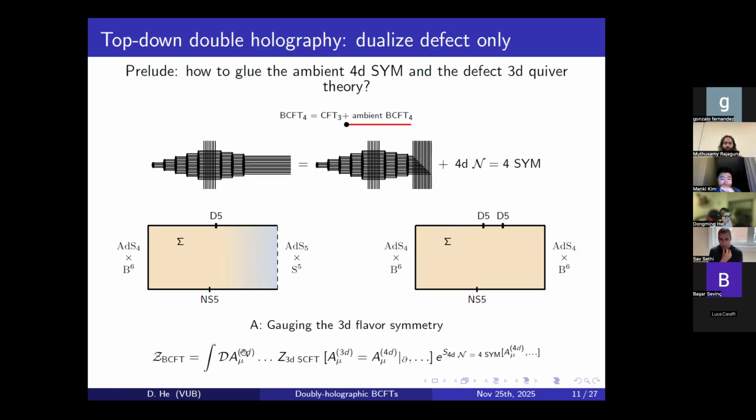And the gauging can be thought of as this partition function. So we start with the 3-dimensional SCFT with some flavor symmetry, which has some conserved current, which is coupled to some background gauge field. And we also have some 4-dimensional super Yang-Mills, and we can think of the background gauge field as the boundary value of the 4-dimensional gauge field. And then we carry out the path integral, and we get the partition function for the full BCFT system.